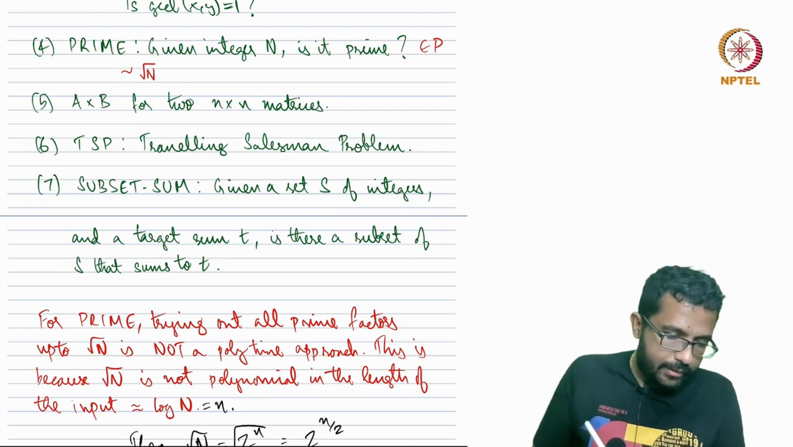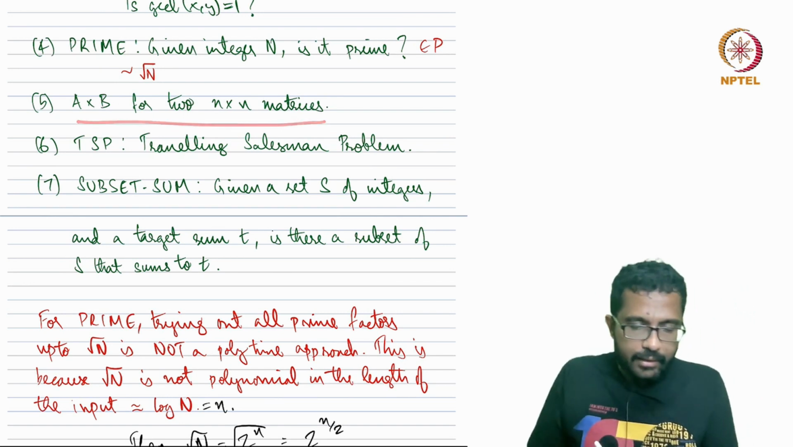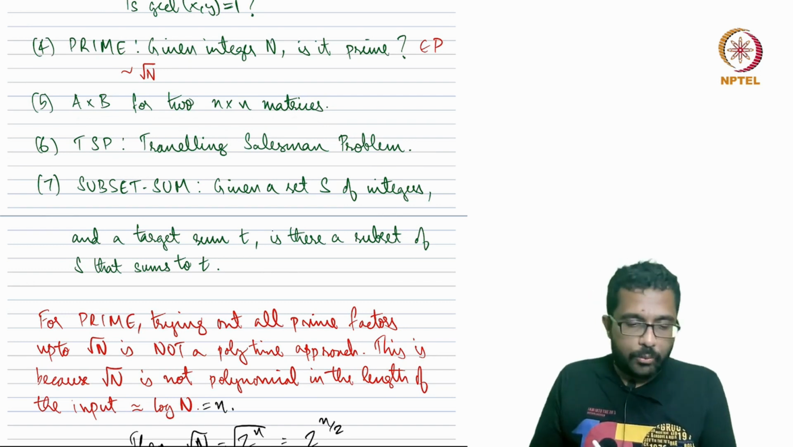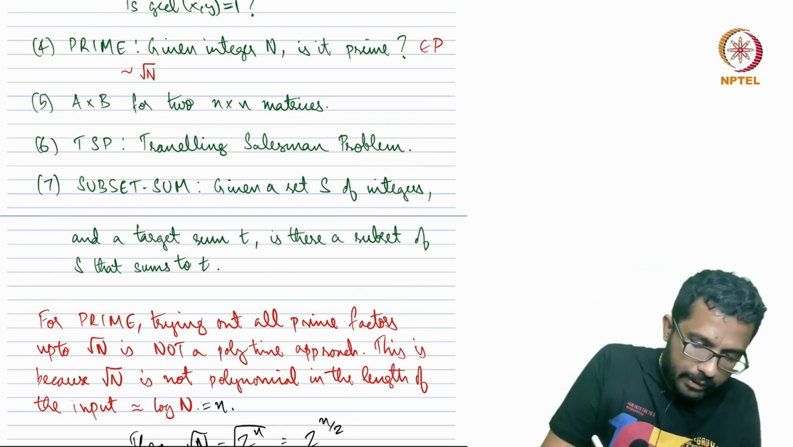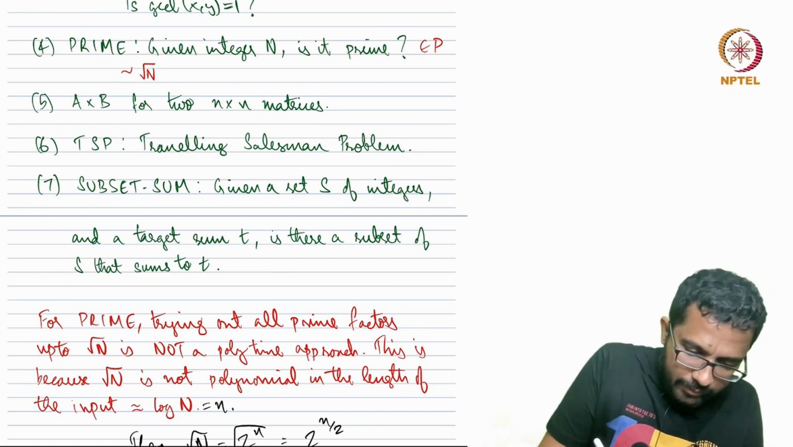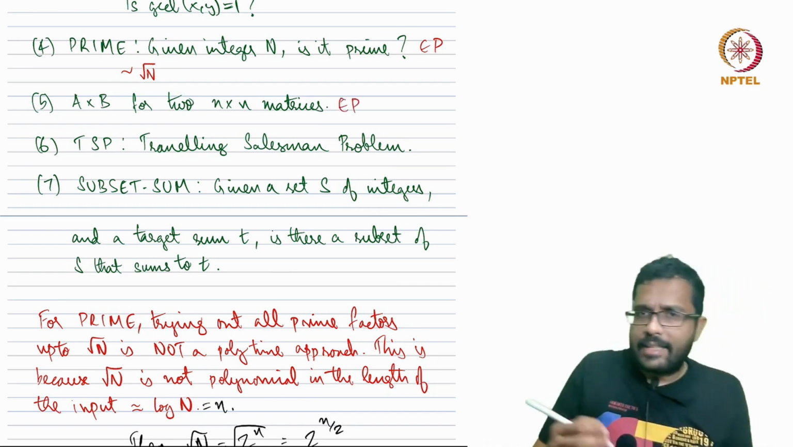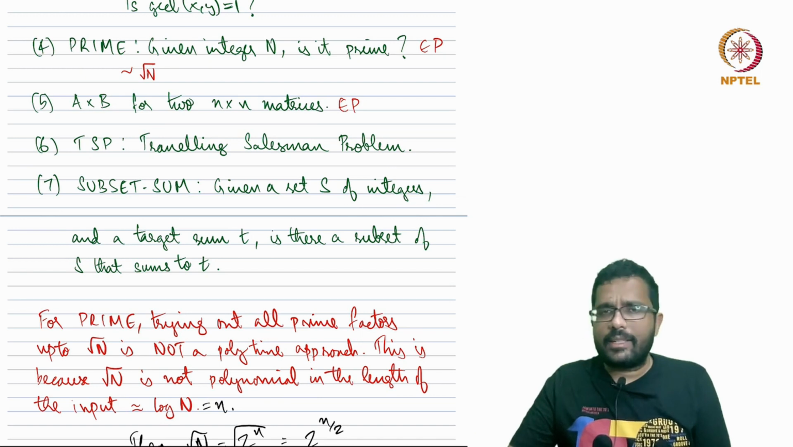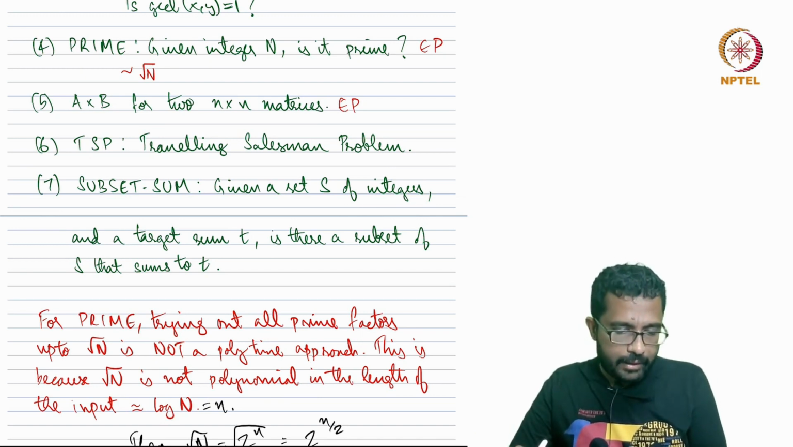The next one is matrix multiplication. Given A and B, two n by n matrices, you want to multiply them. This is in polynomial time. There is a standard n cubed algorithm, but there are slightly better algorithms also, right?